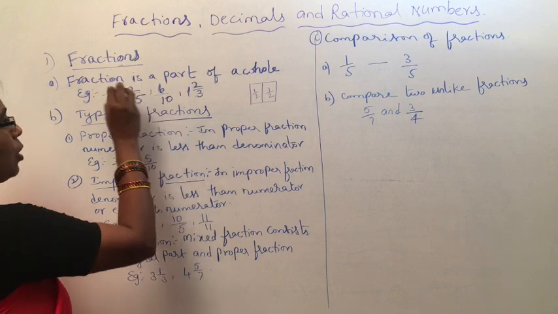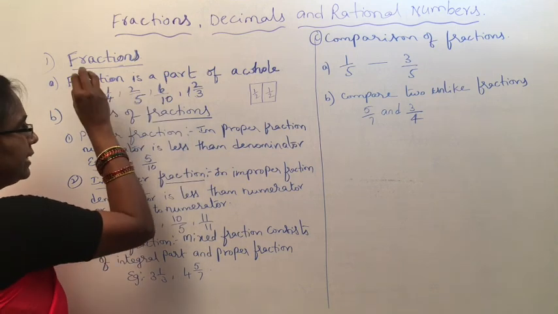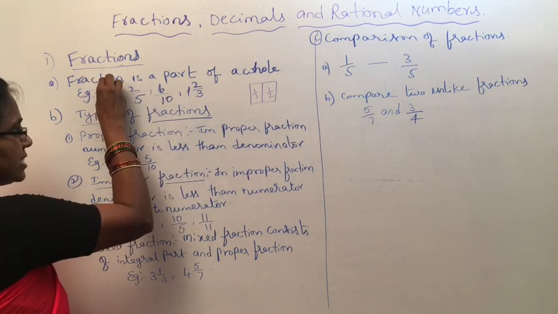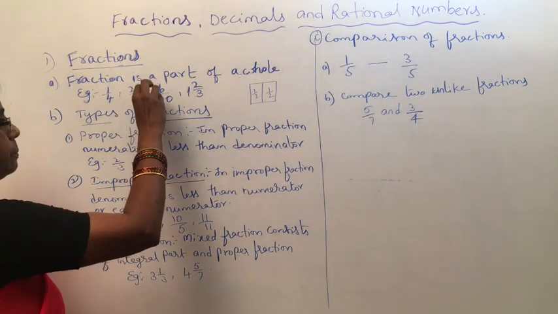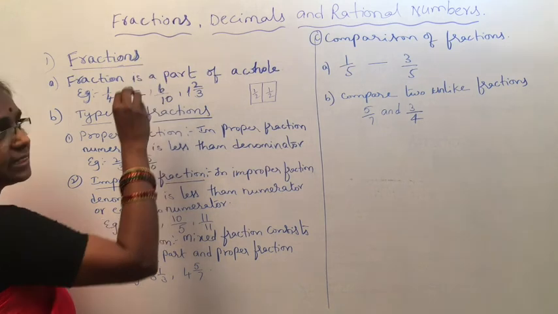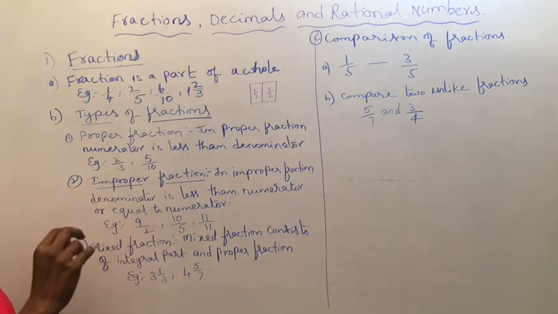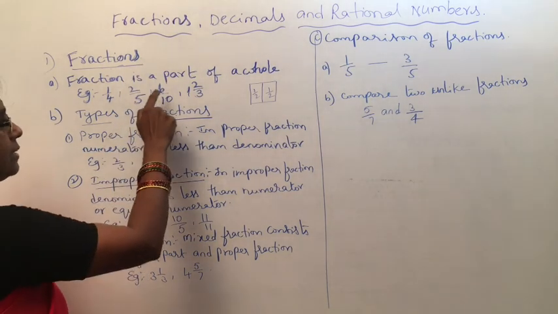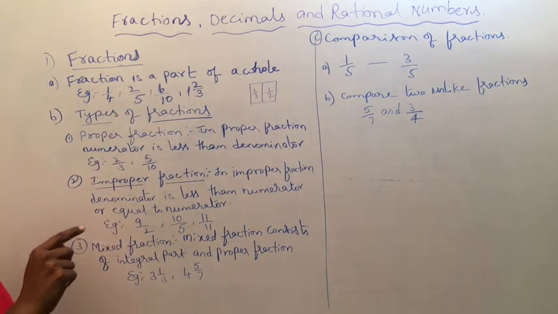Suppose 1 by 4. We are dividing the whole into 4 parts, we are taking one part. Here we are dividing into 10 parts and we are taking 6. Then how to write? 6 by 10. 6 we call the numerator, 10 we call the denominator.